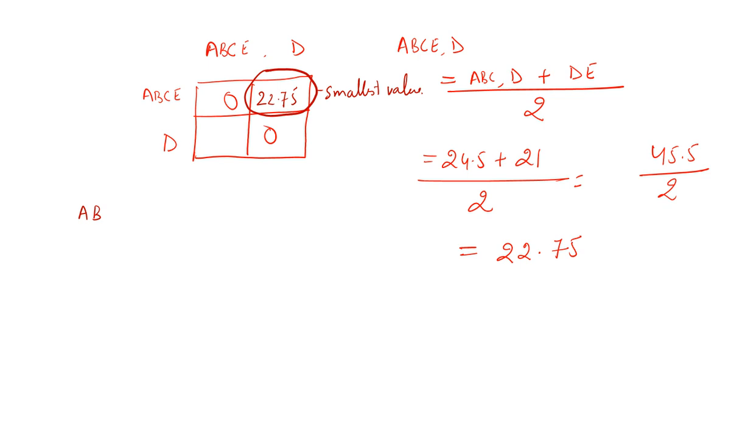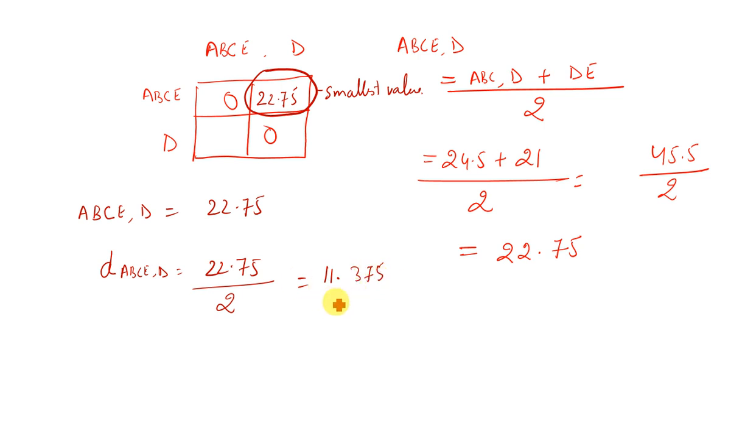Now what we have to do is write ABCE comma D equals to 22.75, and we will take the branch length of ABCE comma D equals to 22.75 divided by 2. So this value will become 11.375. So you can write it as 11.38.